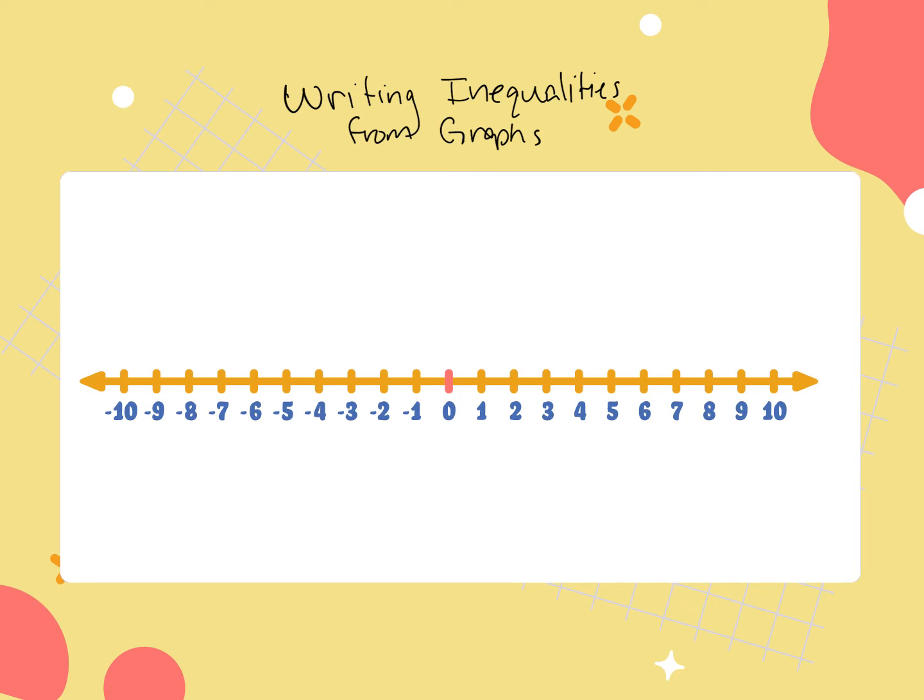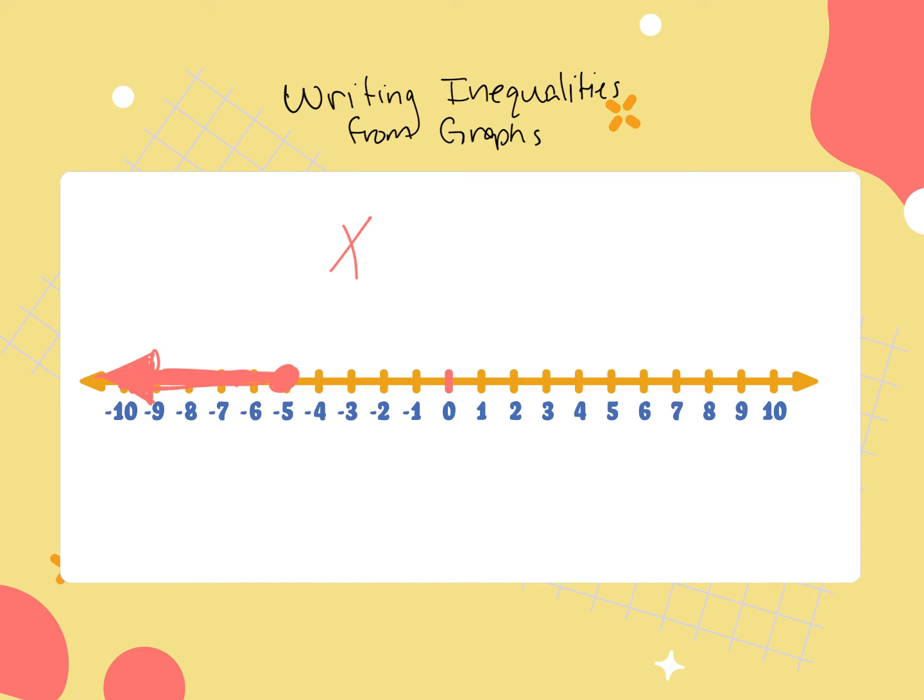Let's say that we have a filled-in circle at -5, and let's shade it to the left. So again, we need a variable. I'm going to use x again. It doesn't have to be x. And this has a lot of different solutions. All these numbers that are shaded, -6, -7, -8, -9, and so on, are what x could be. x could be any one of these numbers.